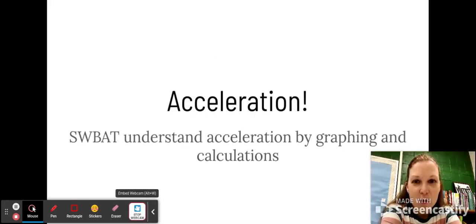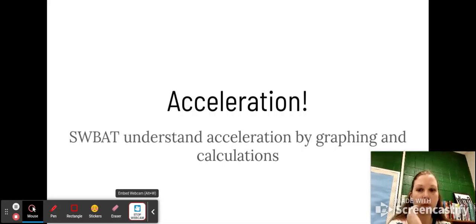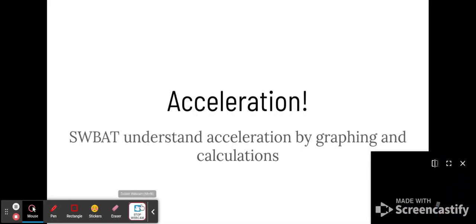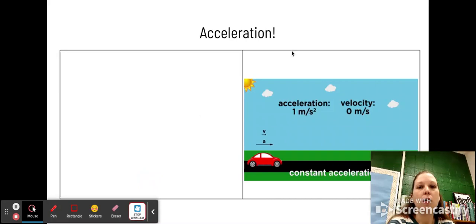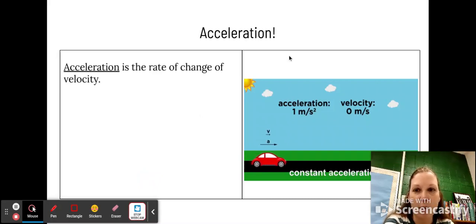Hey everyone, this is our lesson on acceleration, and hopefully by the end of this lesson you'll be able to understand acceleration by graphing and the calculations that you will need to know. So let's just start off by explaining what acceleration is.